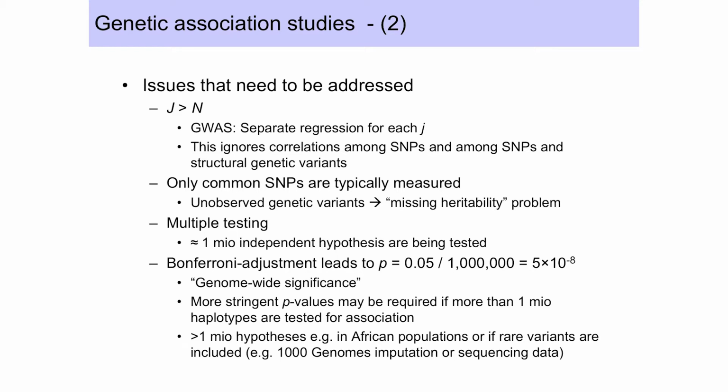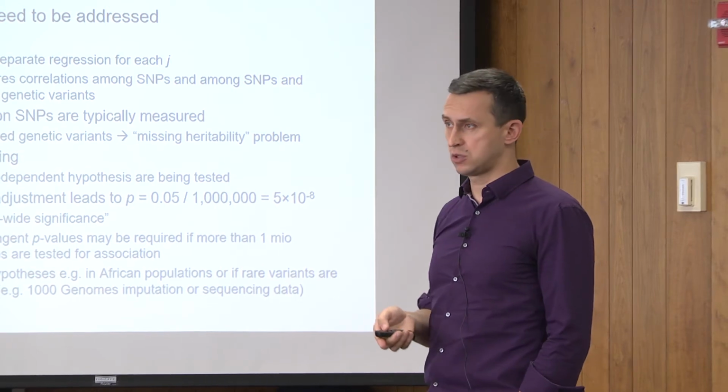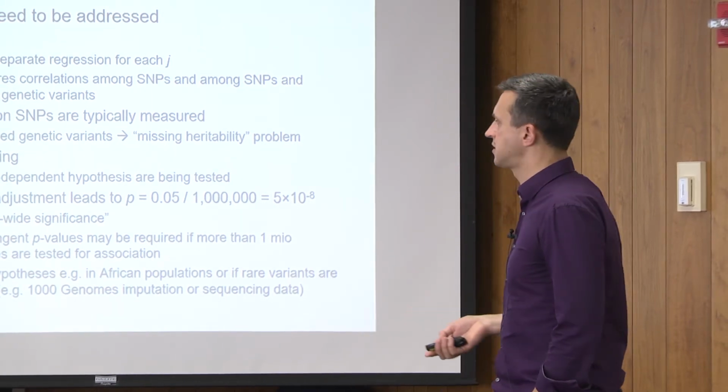Now, it turns out that as we get better genetic data, we may actually be testing more than 1 million hypotheses. And also, there are some human populations that have much more genetic variation than we have as Europeans. In these populations, you may need to impose even more stringent p-value thresholds to correct for multiple hypothesis testing.